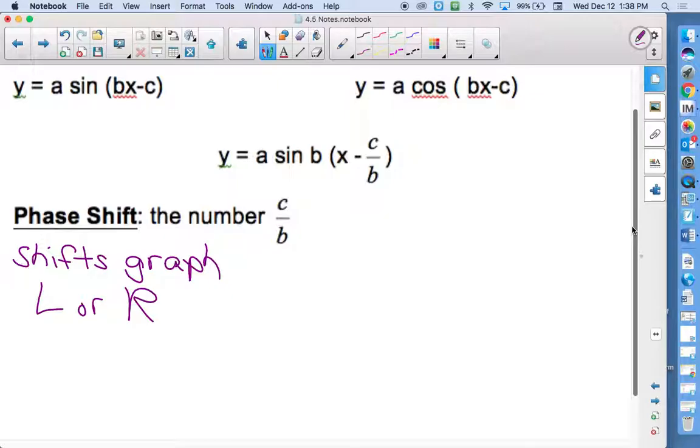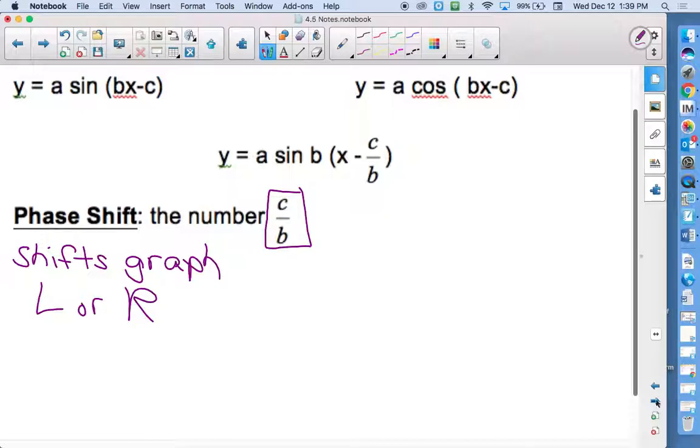It's called a phase shift because it's a new start of a phase of the graph, of a cycle of a graph. So that phase shift is the number c divided by b. It takes into account the value that's being added or subtracted, but also the period, because that's stretching it, and we have to make sure that stretch is attached to the phase shift. So phase shift is the number c over b.